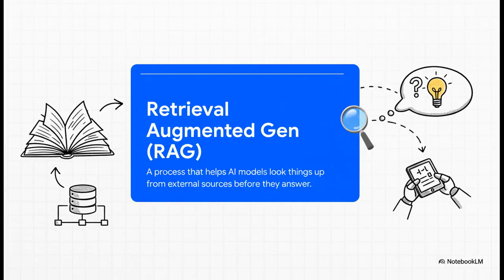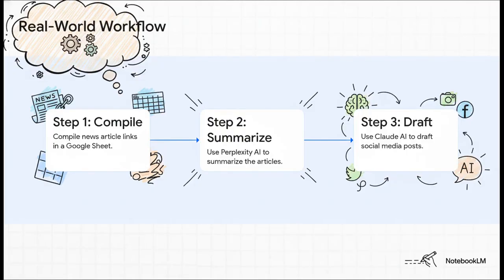And by the way, this whole process helps explain a term you've probably heard thrown around, RAG, Retrieval Augmented Generation. It sounds complicated, but it's really just a fancy name for a workflow where the AI is told to go look something up before it talks. That's all it is. Here's a perfect real-world example. Imagine you set up this chain of events. Step 1, it pulls a bunch of news links into a Google Sheet. Step 2, it uses one AI tool to summarize them all, and then Step 3, it hands those summaries to another AI to write social media posts. The human designs the assembly line, and the AI just works its station.